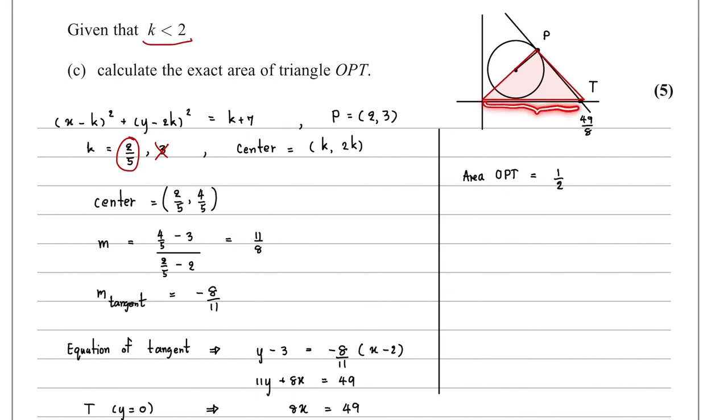To find the area of OPT, we can use the formula of a triangle, which is 1/2 times base, which could be from O to T, which is 49 over 8, and the height of this point. Point P has the coordinates of (2, 3), so the height of this triangle is 3. Multiply by 3 here, and the answer is 147 over 16.